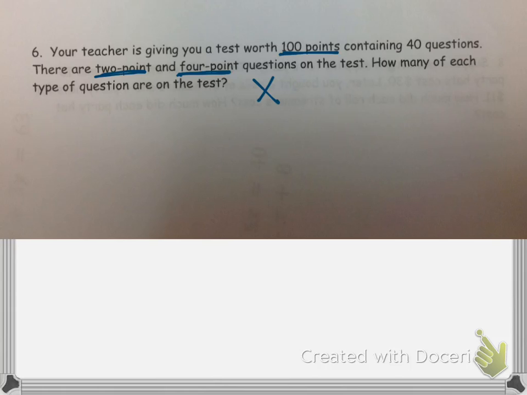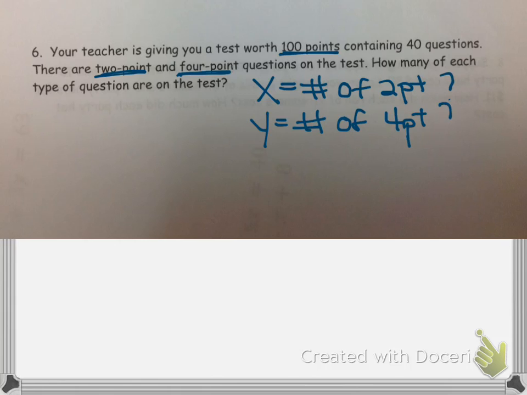So let's use X for the number of 2-point questions, and we're going to use Y for the number of 4-point questions. So that would mean if we have 10 2-point questions, then they would be worth a total of 20 points because I multiply them. So I'm going to take my 2 points times the number of questions, plus my 4 points times the number of questions, and I'm going to set that equal to the total number of points for the test.